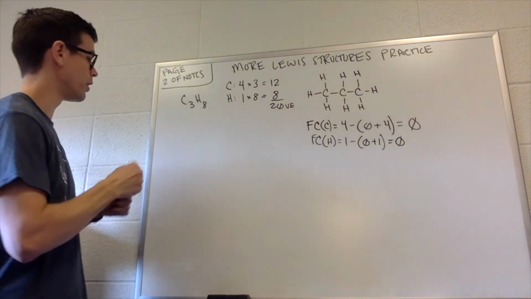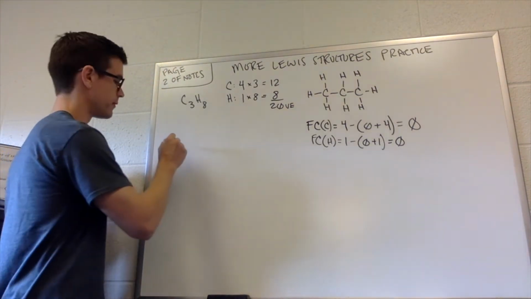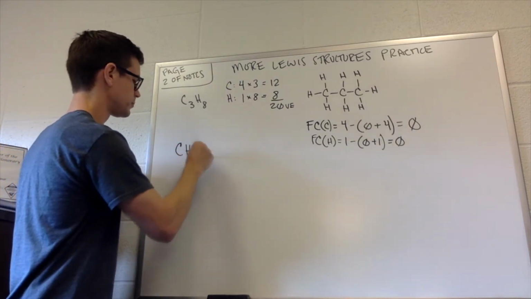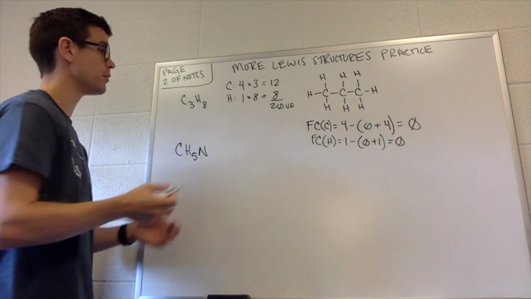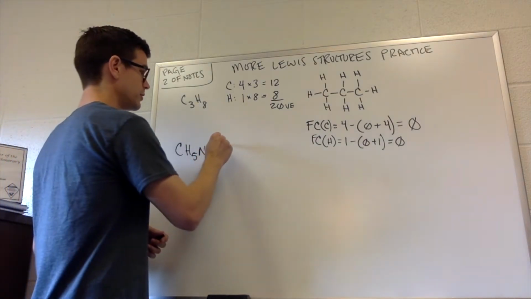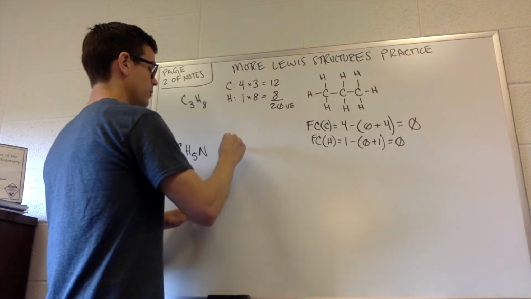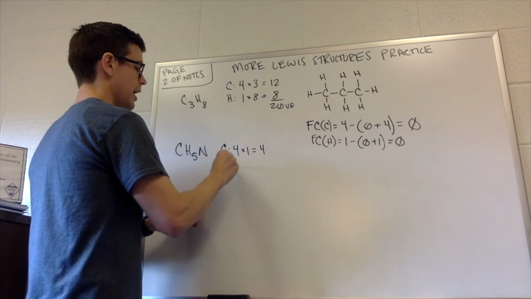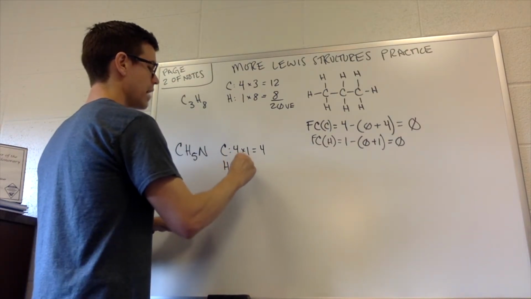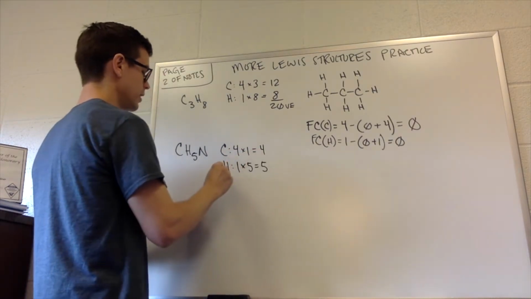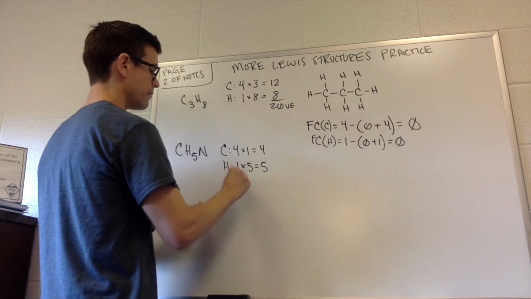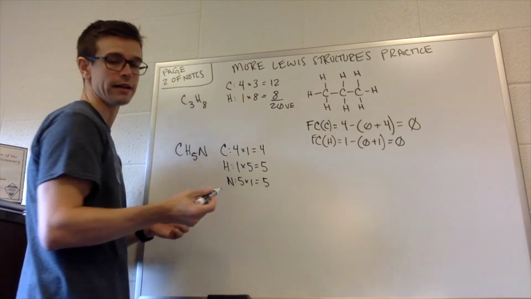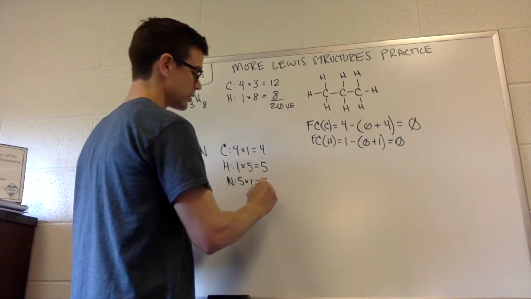Okay, let's do one that's a little bit more complicated, kind of similar to the first one that we did, CH5N. So again, we start this out by figuring out valence electrons. Carbon has 4 valence electrons times 1 equals 4. Hydrogen has 1 valence electron times 5 hydrogens equals 5. And then nitrogen has 5 valence electrons times 1 equals 5. So adding these up, we have 14 valence electrons.